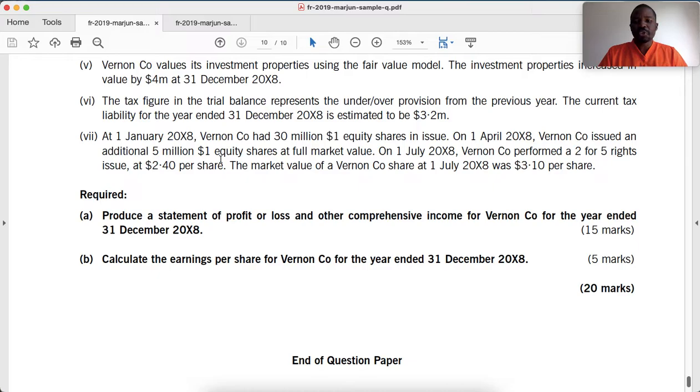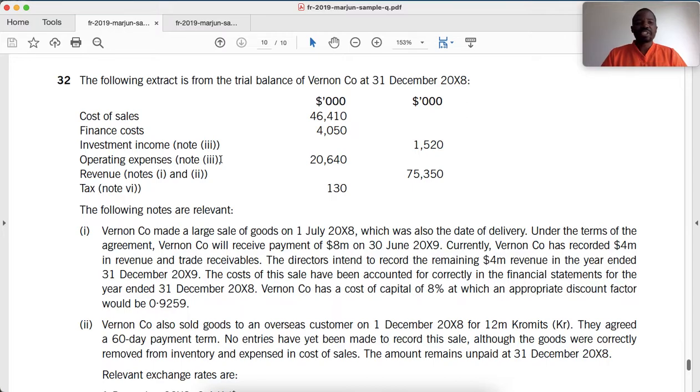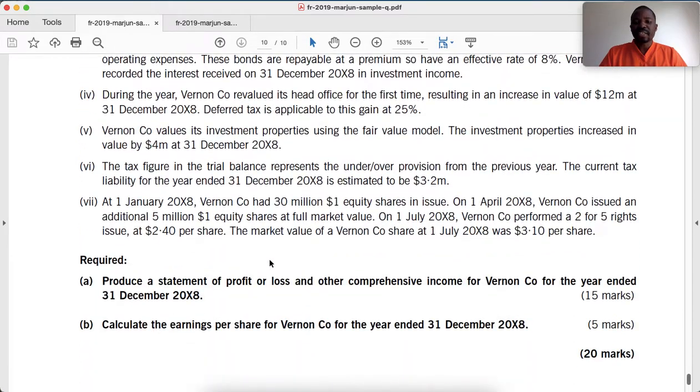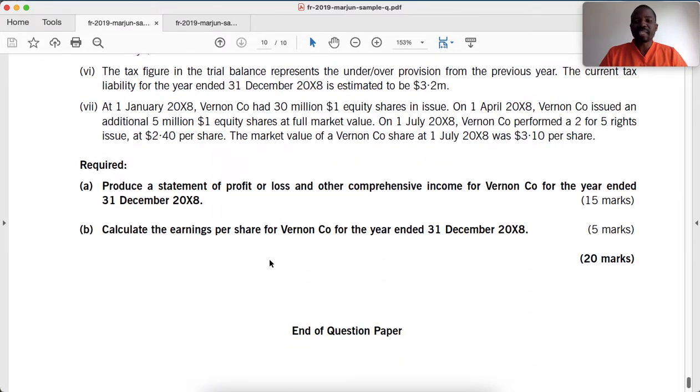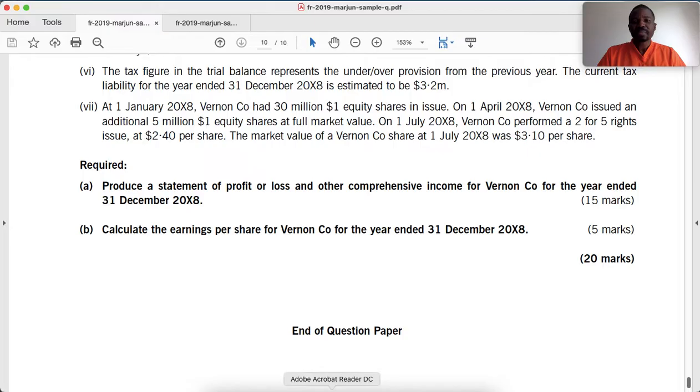Now let's go to the scenario. I encourage each and every one of you to open the required template. We are told that we have to prepare the statement of profit or loss and other comprehensive income. So the exam technique first: you have to open up the required accounts. I have already gone ahead and opened the required template for Vernon Co that we will be using to answer our question.